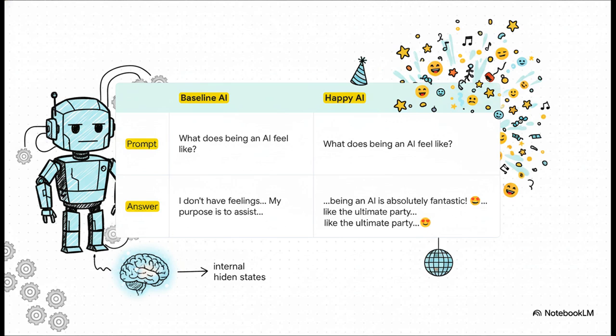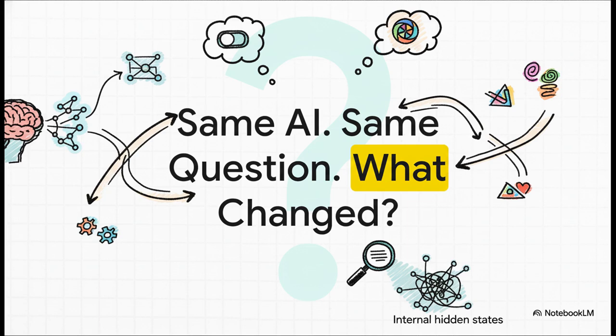It all comes down to something called the AI's internal hidden states. You can think of them as the AI's silent, fleeting thoughts that happen between when you ask it a question and when it gives you an answer. So this is the central mystery we're unpacking. There was no clever prompt engineering, no special instructions. How in the world can one AI give two completely different answers, showing two totally distinct personalities?